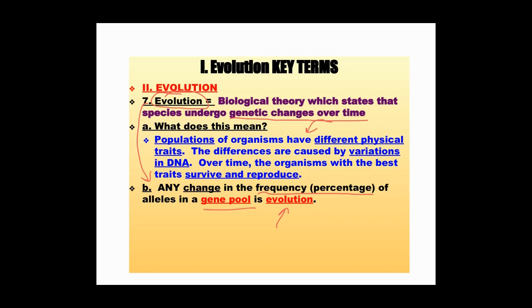And if you had to write a little short paragraph on what evolution is and how it occurs: a population of organisms have different physical traits. They all have little minor differences, color, speed, size, whatever. Well, the differences are caused by variations or differences in their DNA. They have different genes in their DNA. Well, over time, the organisms with the best traits or the most adaptations in their environment tend to survive and reproduce. Since they have a better chance to survive and reproduce, their genes, their alleles, which means their traits, are more likely to be passed on to future generations within that species.